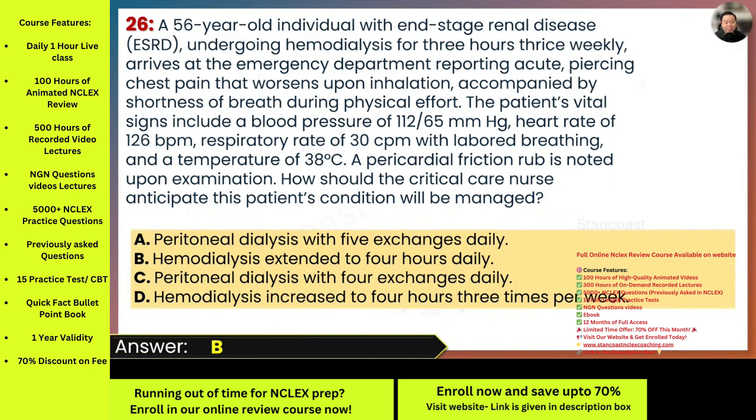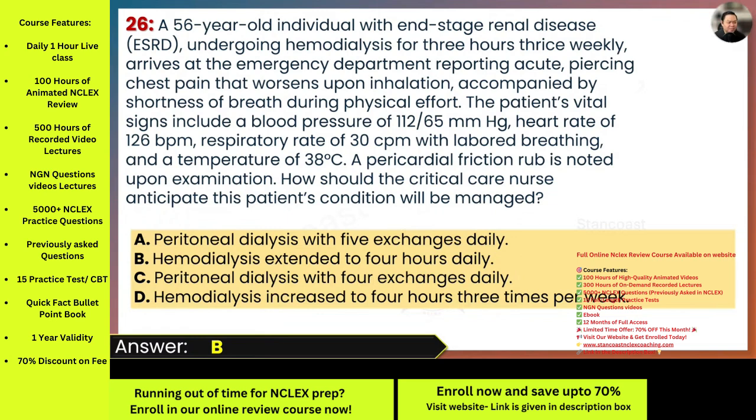So I'll go back into the clinical case scenario that we have. And then again, the peritoneal dialysis will typically require time for fluid exchanges, and this is not going to be efficient compared to hemodialysis, especially that we are going to manage the uremic symptoms. Now, what about letter C? It's saying again, peritoneal dialysis with 4 exchanges daily. Again, the same reasoning to letter A.